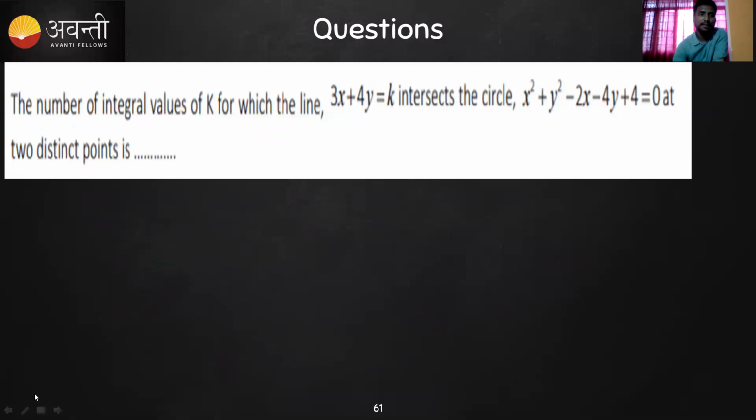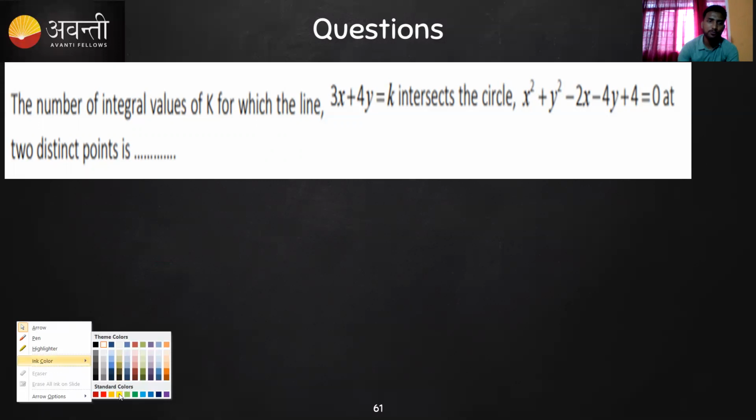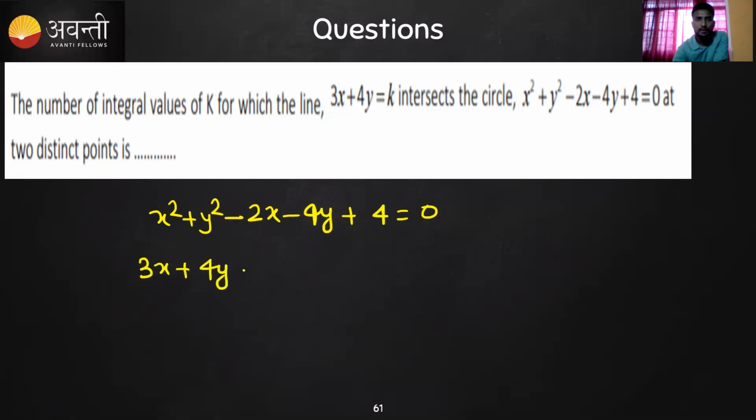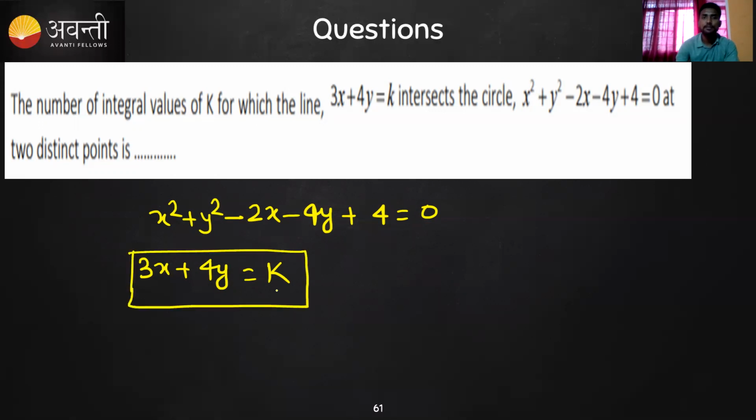Now we have to find the number of integral values for which this line intersects the circle at two distinct points. Simple है, distinct point को solve करना है ना, two distinct point पे ये क्या करता है, intersect करता है। Simply what you can do: x square plus y square minus 2x minus 4y plus 4 is equal to 0. So 3x plus 4y is equal to k. This line will definitely satisfy this equation.